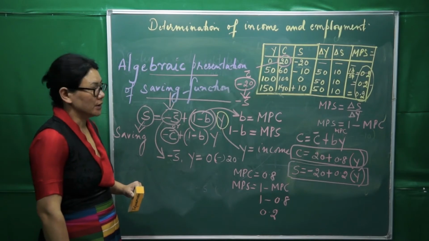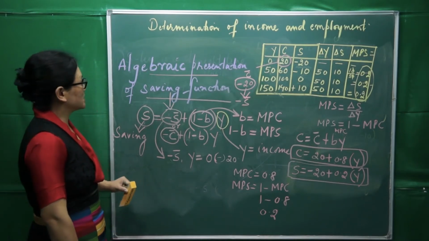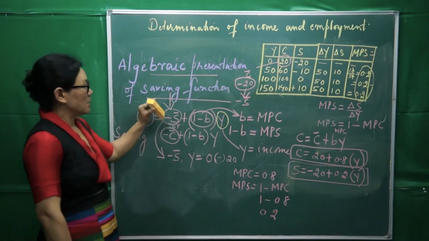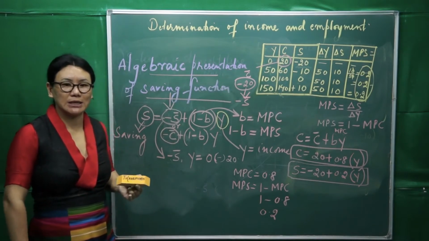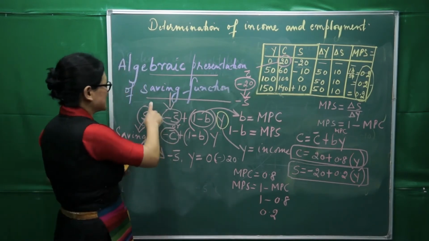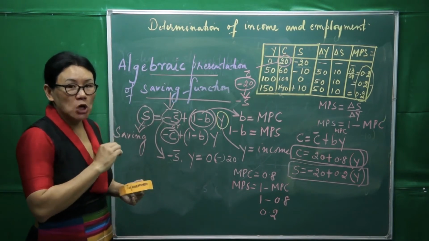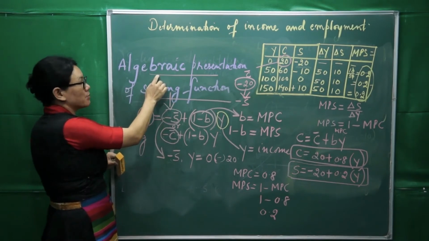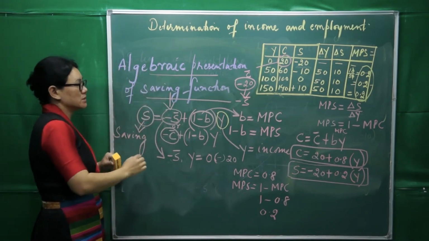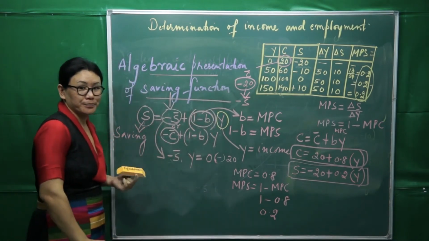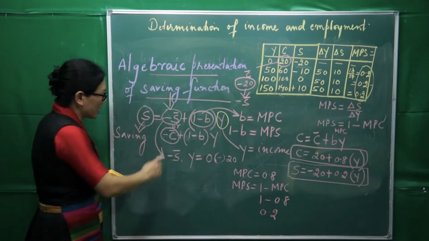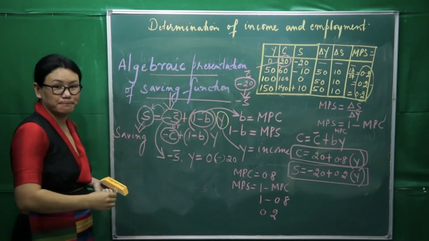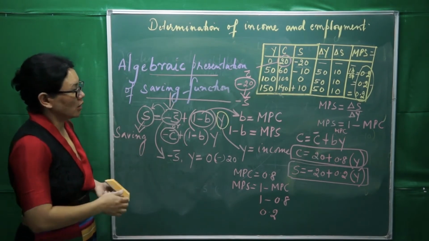All right. So this is about the algebraic presentation of the saving function. In the meaning, I said the saving function is the functional relationship between saving and income. So when we are talking about the functional relationship, it represents the algebraic or mathematical presentation of the saving function. Again, these are the components of saving.